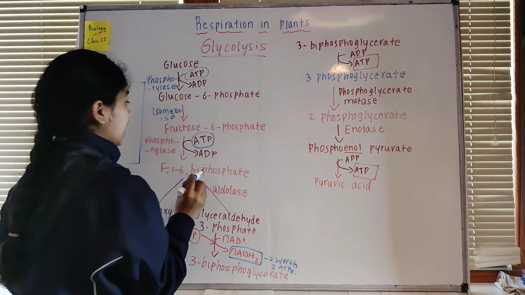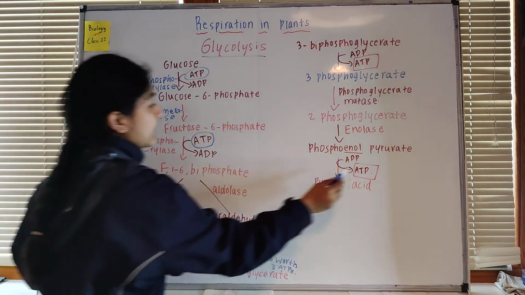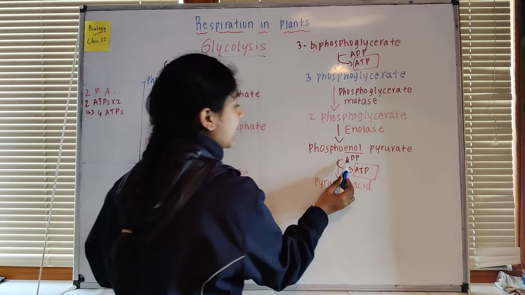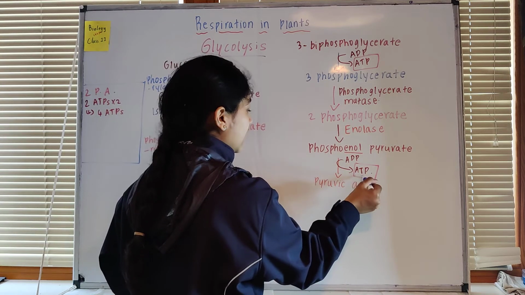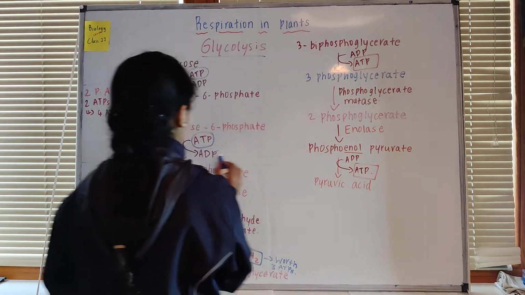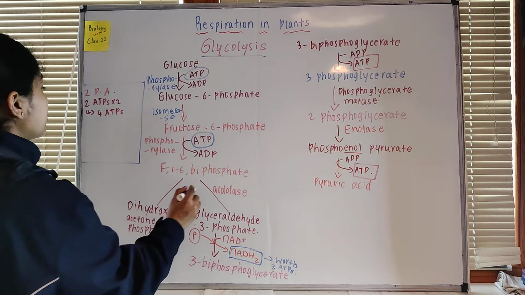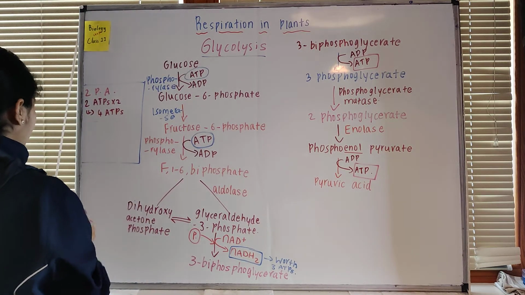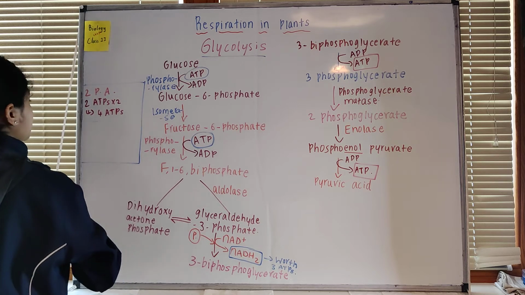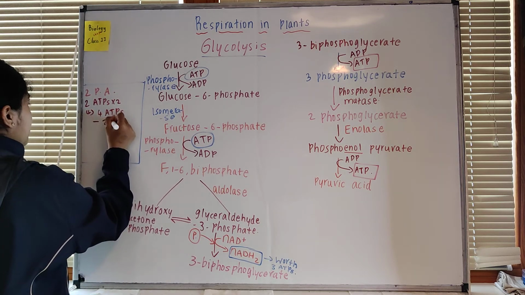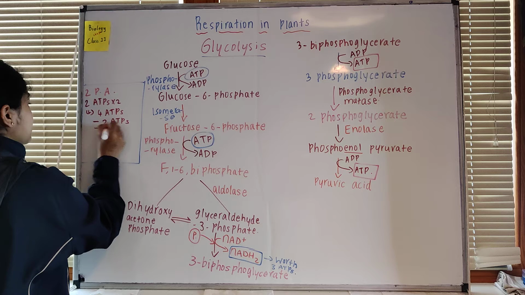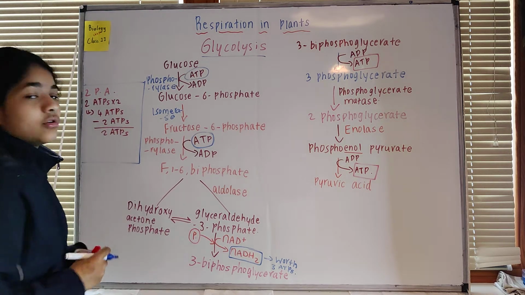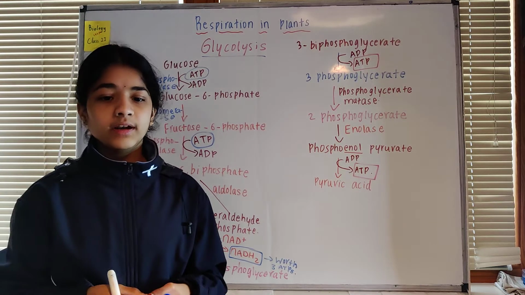If you observe it carefully, the difference between this one and this one: here ATP is getting reduced into ADP, and here ADP is getting reduced into ATP, which means ATP is synthesized. So we can subtract 2 from 4 ATPs, so minus 2, and this will give us 2 ATPs. So we are left with 2 ATPs.